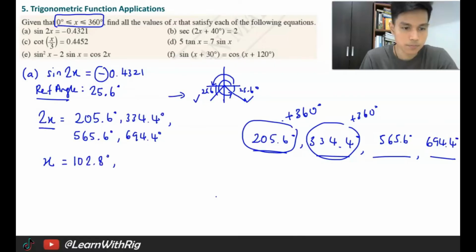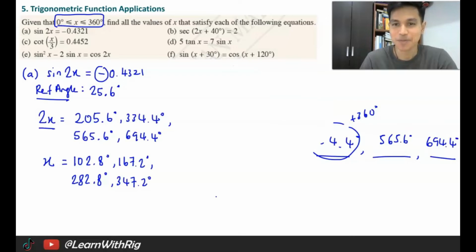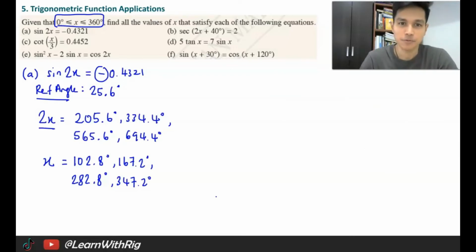102.8, 167.2, 282.8, and 347.2. Clear? So this is your answer. Okay, I know it's a bit difficult to understand, but no worries, we still got a lot of questions here. I'm sure you'll understand with more of this practice.